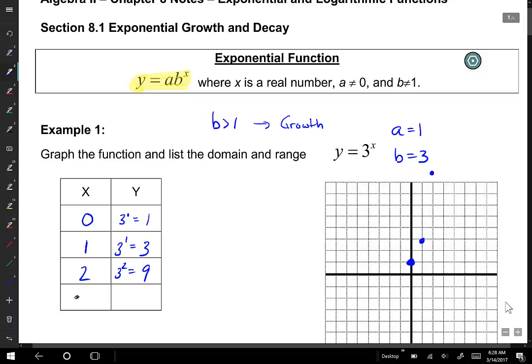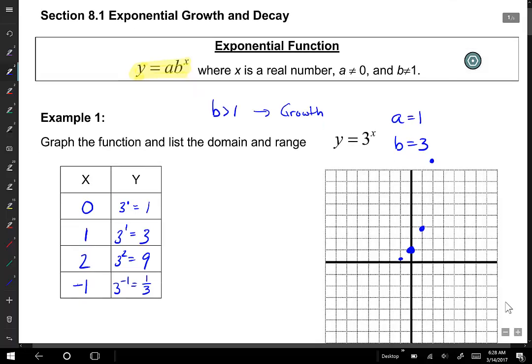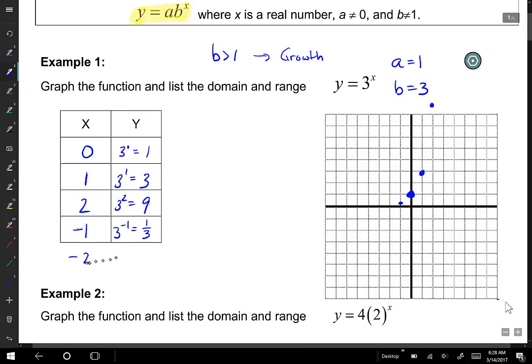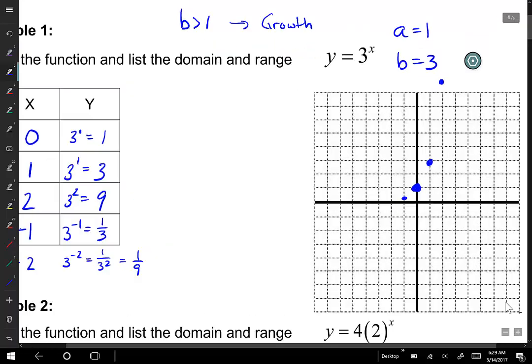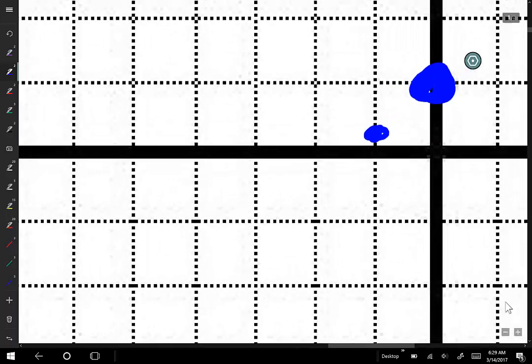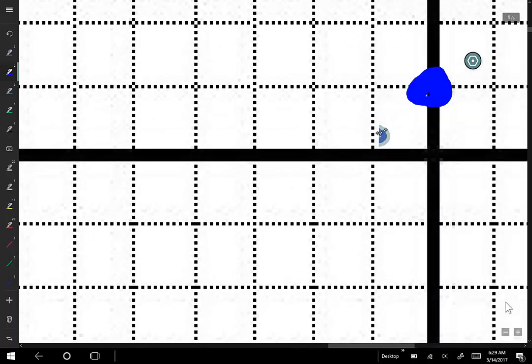So we're going to go on the negative side, so -1. 3 to the -1, as we just talked about, is 1/3. So we're way in here. And I guess we could also plot -2. That's 3 to the -2, which is 1/3 squared, which is 1/9. Obviously, we're going to have to zoom way in here to give an idea of 1/9. I'm going to erase that 1/3 and put it a little bit higher, and then we're going to call this 1/9.